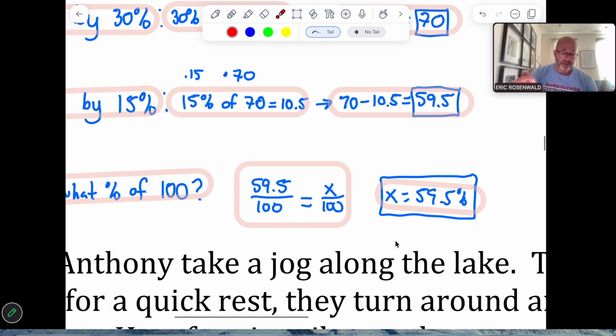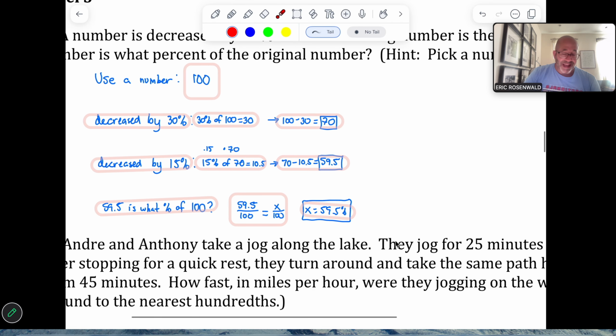If we cross multiply and solve, we still get 59.5%. If I chose any other number, this would actually work out to be exactly the same. It would always equate to 59.5%.